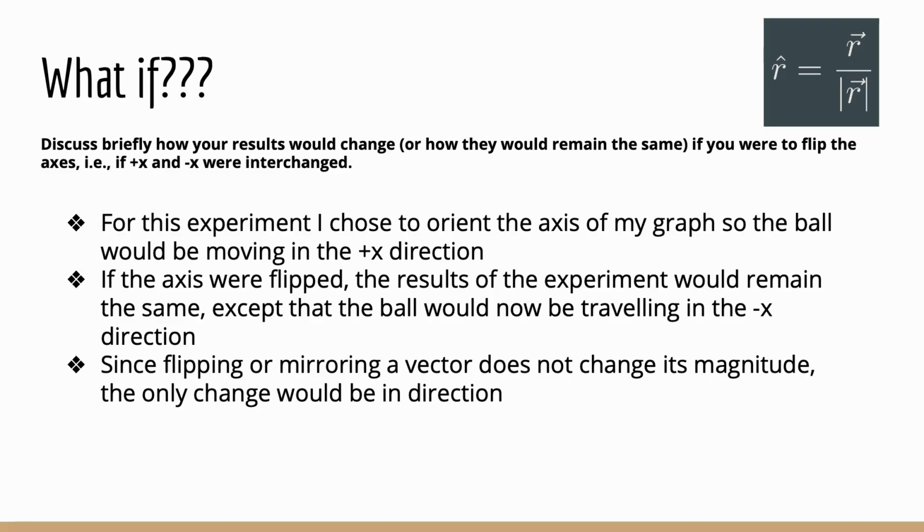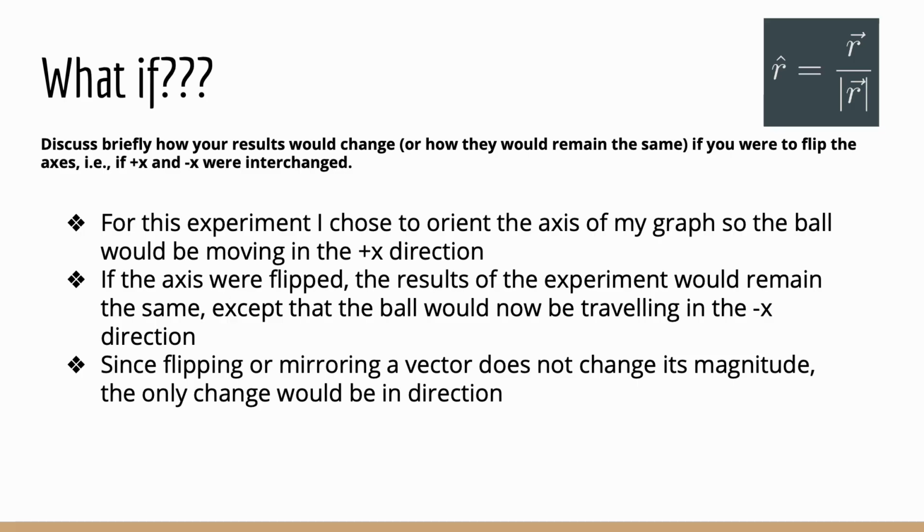Our what-if question asks us to consider how the results would or would not change if the axes were flipped. For this experiment, I chose to orient the axis of my graph so the ball will be traveling in the positive x direction. If the axis were flipped, the results of the experiment would remain the same, except the ball would now be traveling in the negative x direction.